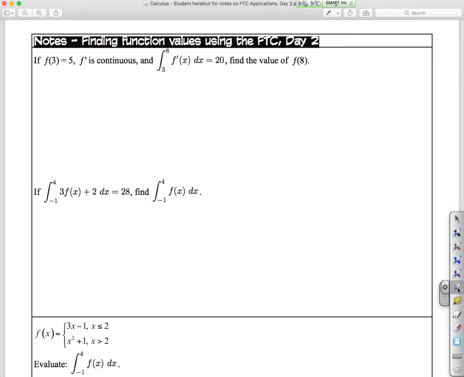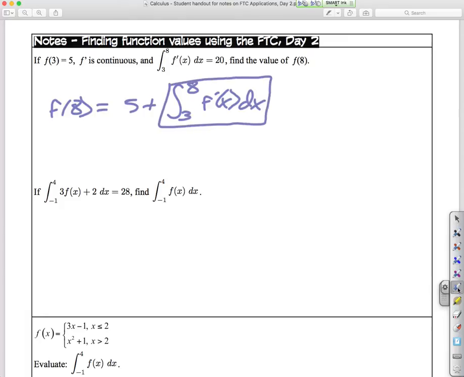So what am I going to set up to find f of 8? Gregory, go ahead. It'd be 5 plus the integral from 3 to 8 of f prime dx, which equals 25. Alright, so there's that, and it tells me that this is equal to 20, so that means f of 8 is equal to 25. Any issues there? Pretty straightforward.